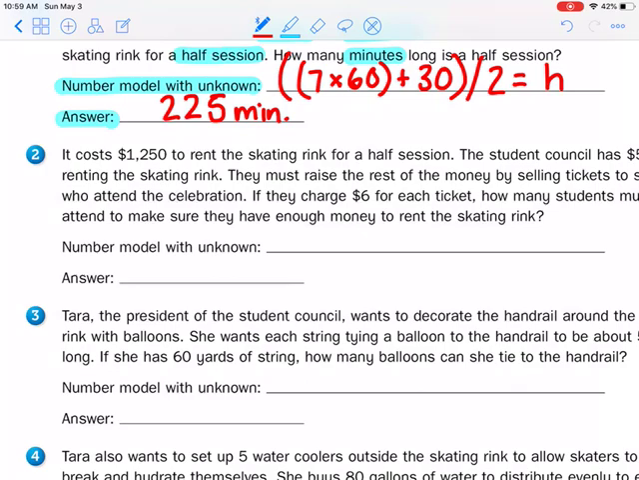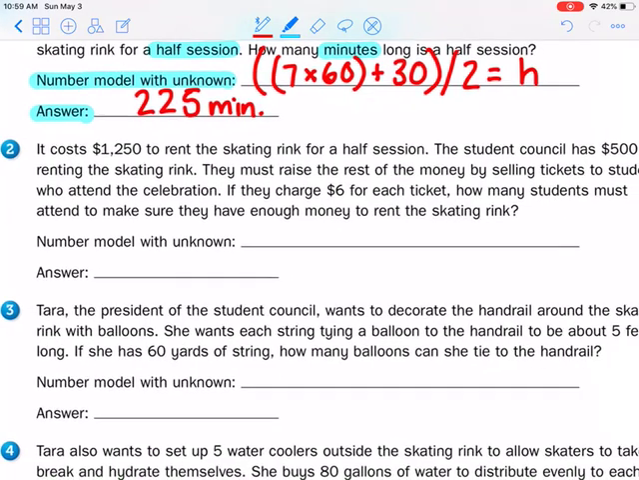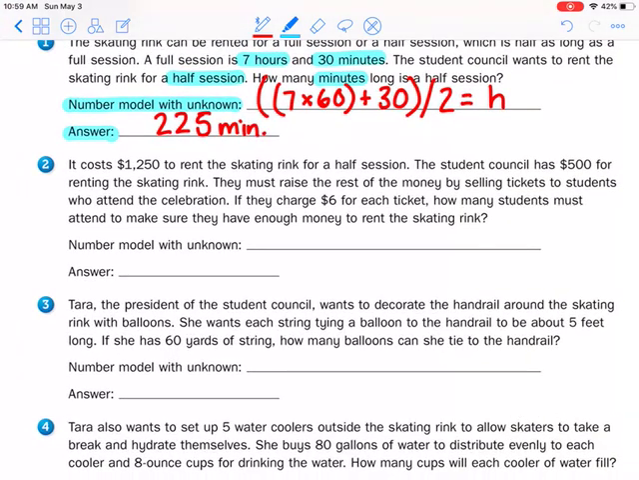It costs $1,250 to rent the skating rink for a half session. The student council has $500 for renting the skating rink. They must raise the rest of the money by selling tickets to students who attend the celebration. If they charge $6 for each ticket, how many students must attend to make sure they have enough money to rent the skating rink? Okay, so they gave us a lot of information here.